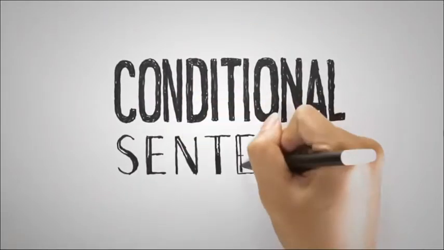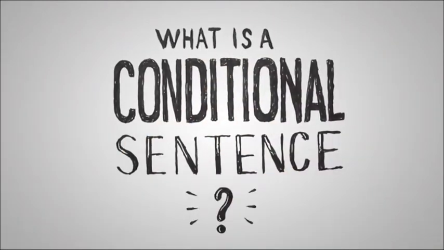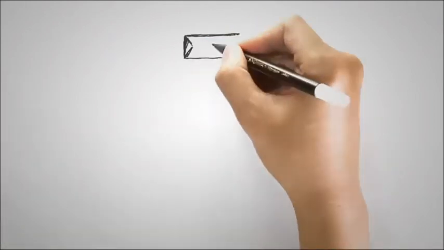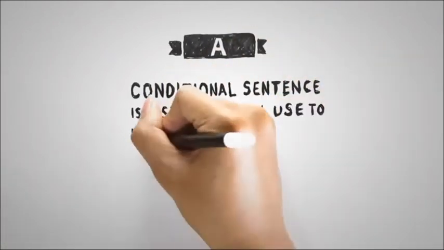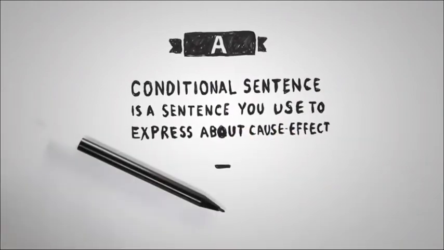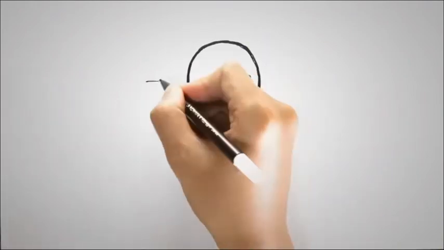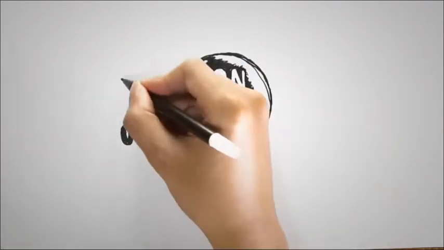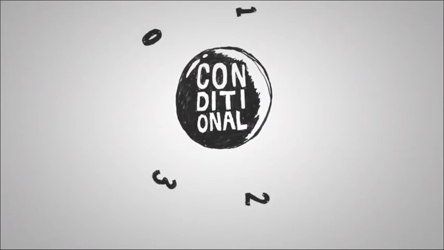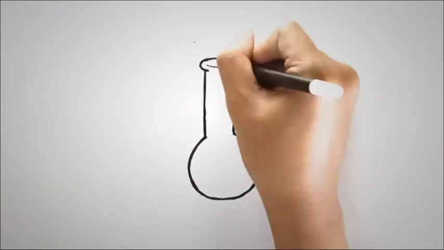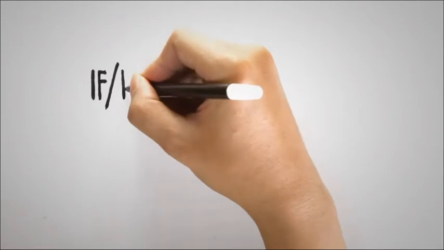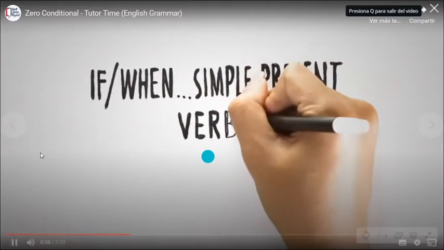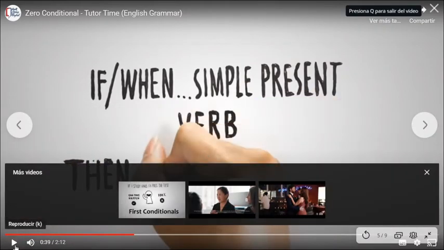What is a conditional sentence? A conditional sentence is a sentence you use to express a cause and effect. That's it. Bye-bye. Just kidding. But, to be real, there are many types of conditionals, but the first type that we will learn here is the zero conditional. The formula is if or when, simple present verb, then. What is important in the zero conditional?